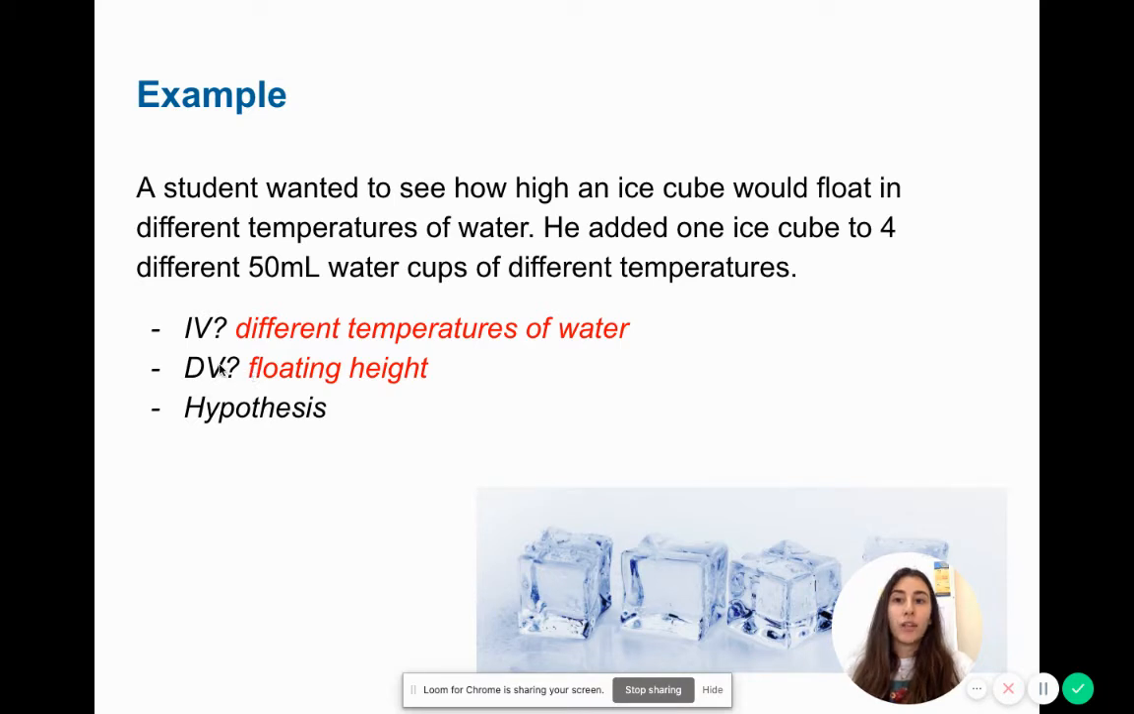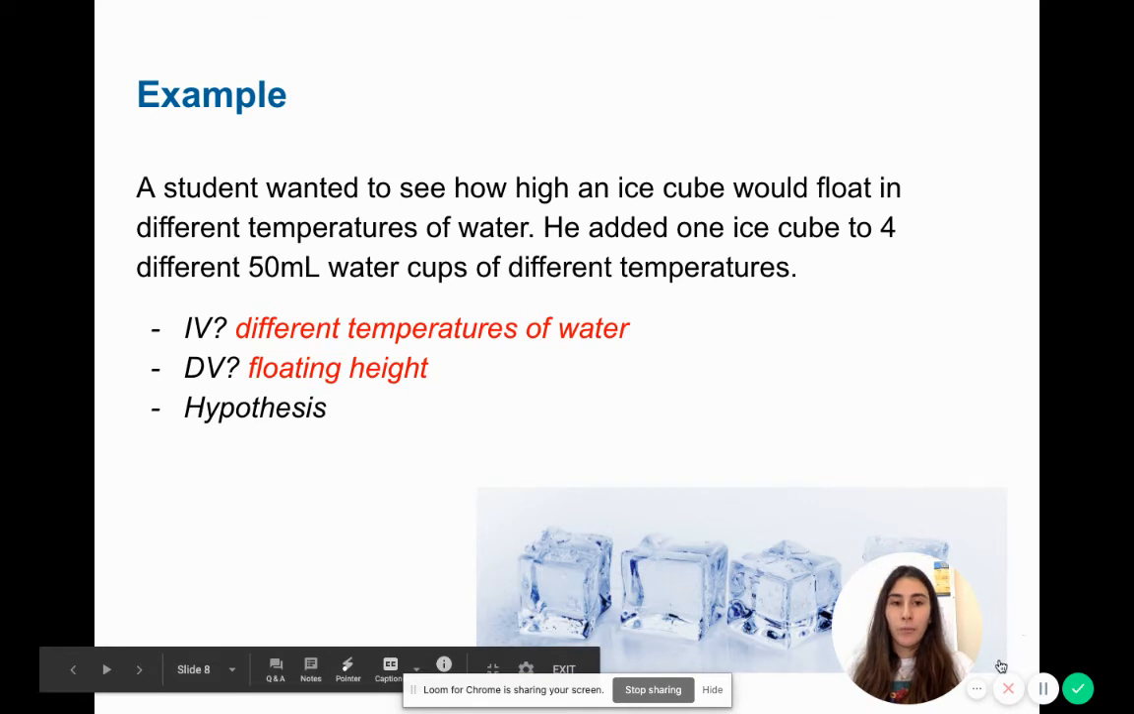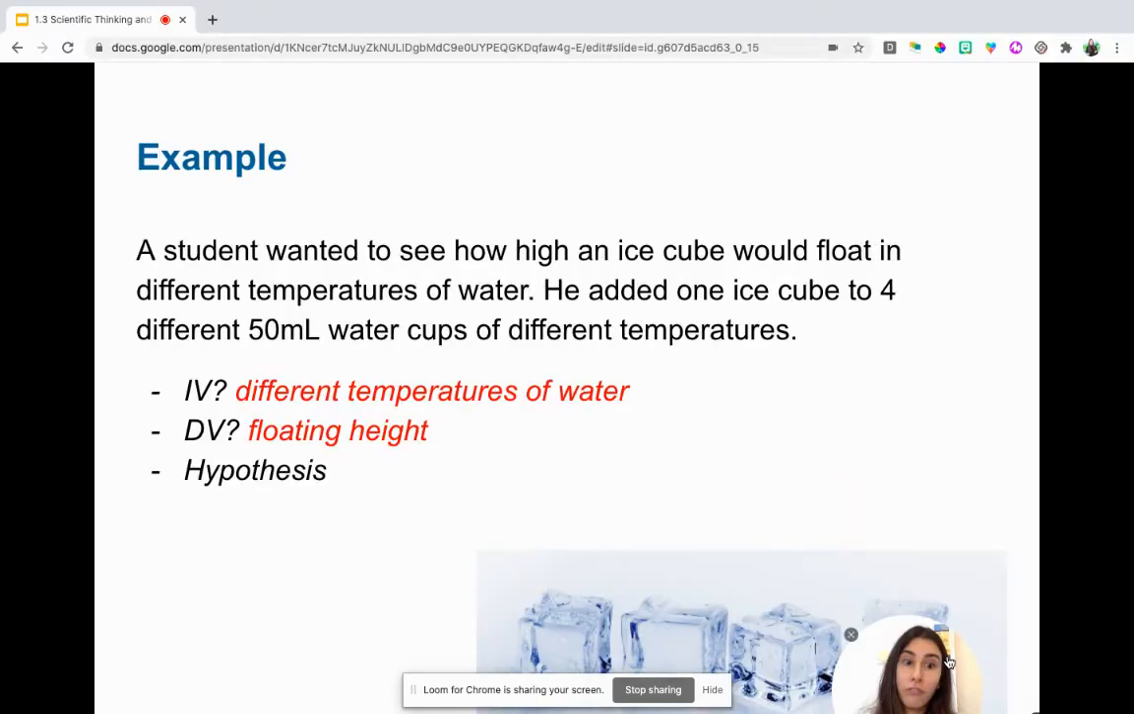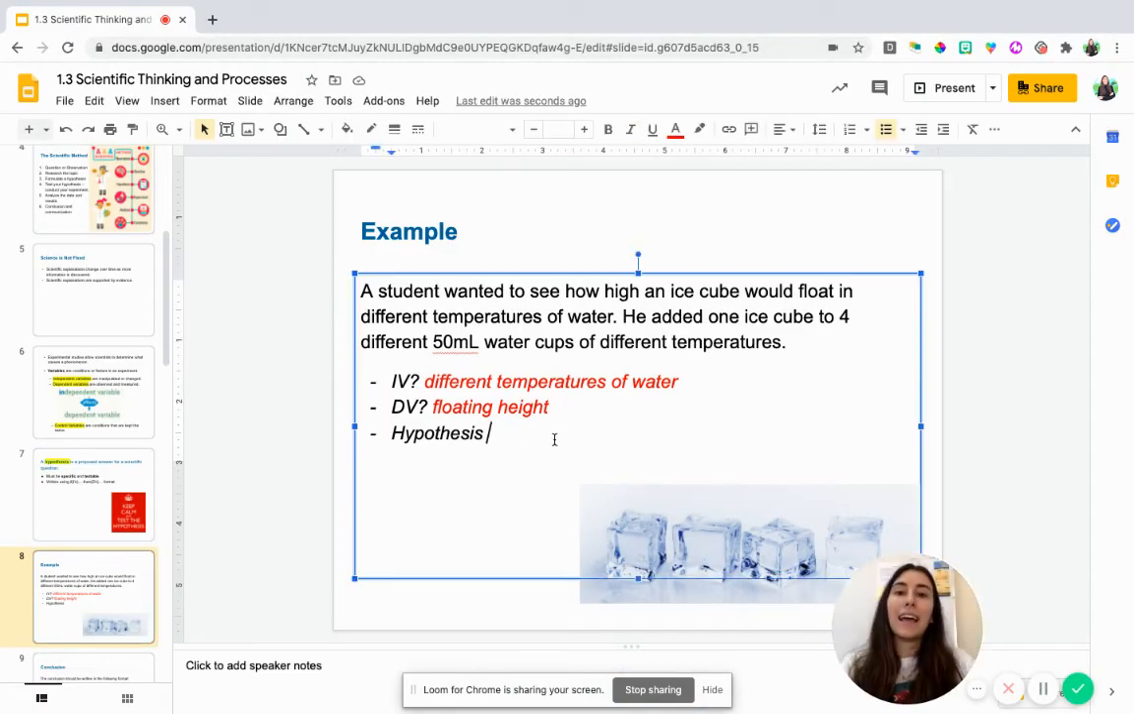What are we measuring? Okay, what are we measuring? We are measuring the height of the ice cube, how high it would float up. So that has to be our dependent variable. Now, to write the hypothesis, remember, we are following this format. If independent variable, then dependent variable. So now that I've identified the independent and the dependent variables, all I have to do is follow the format.